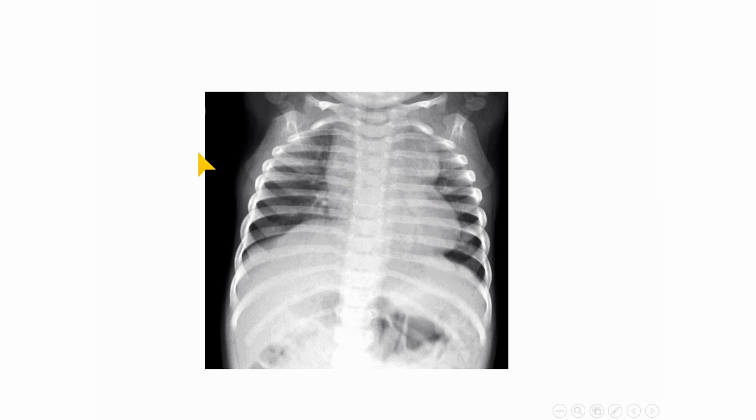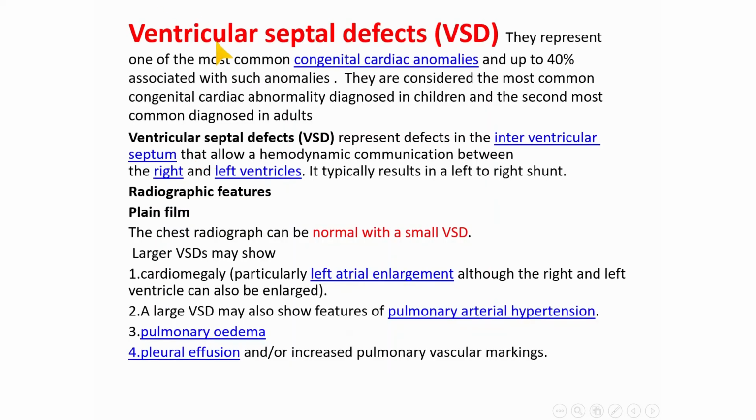This is the typical picture of TGA. We have VSD. This is among the acyanotic congenital heart disease with increased blood flow to the lung. If the VSD is small in size, it will give normal chest radiography. While if you have a large VSD, it will cause cardiomegaly because of left atrial enlargement. It will cause pulmonary arterial hypertension. It will cause signs of pulmonary edema, as we said previously, and plus minus pleural effusion due to increased pulmonary vascular markings.